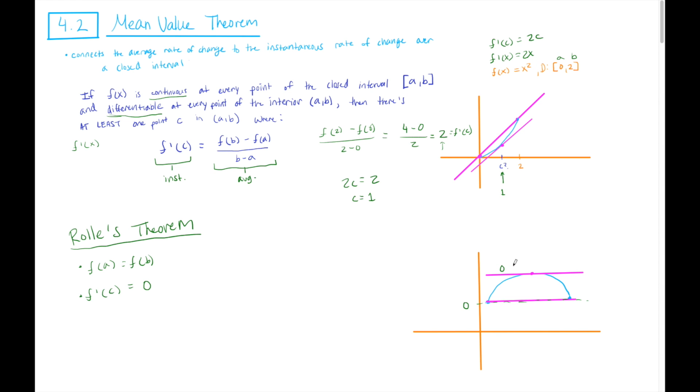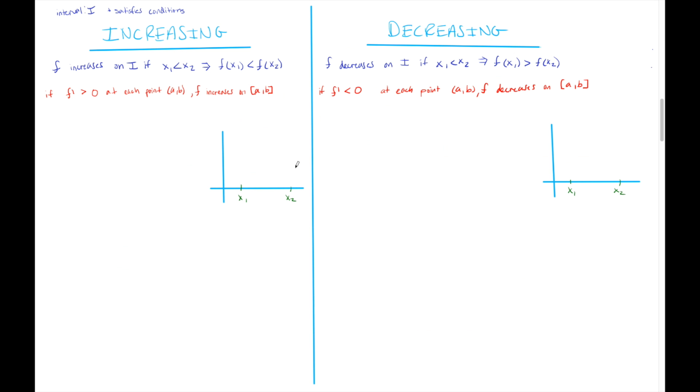And just on a side note, this kind of relates back to the previous chapter, 4.1, where remember we said that critical points must either be where the derivative equals 0 or is undefined. So if Rolle's theorem applies, that means somewhere the point c has a tangent slope of 0, meaning it is possibly a critical point and an extreme value. So just a little side note there.